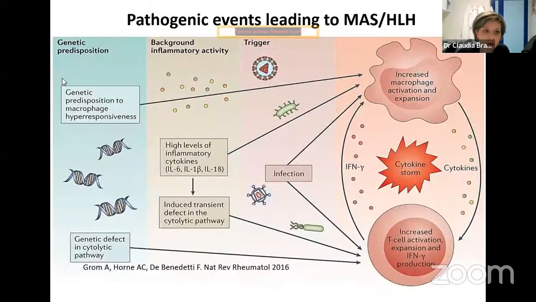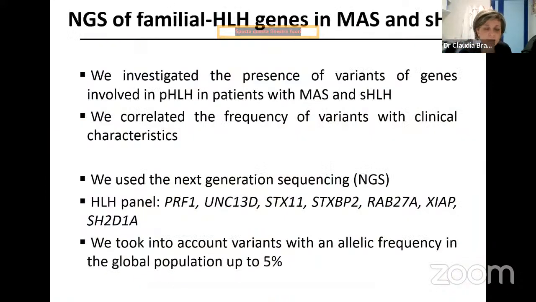So together with the genetic background, the genetic predisposition, the inflammatory background is very relevant to activate the patient and to move the patient through the onset of the disease and to activate the cytokine storm to present the HLH.